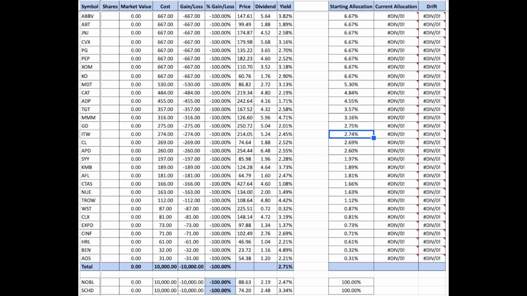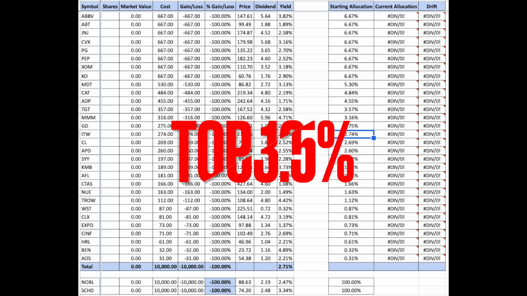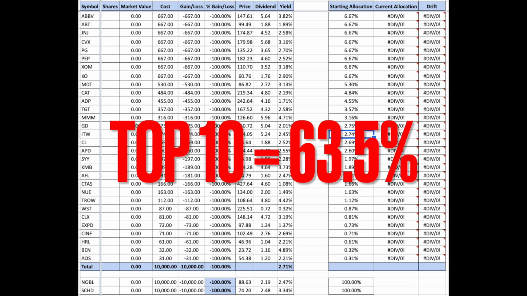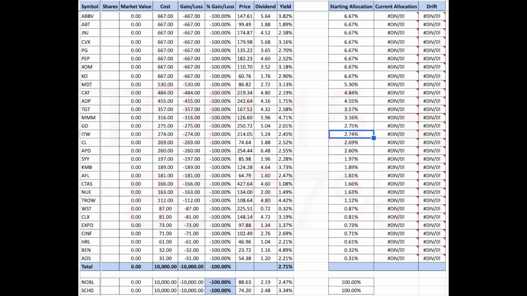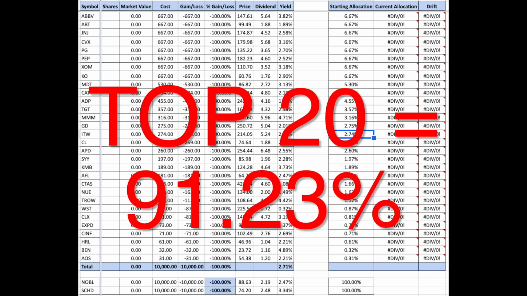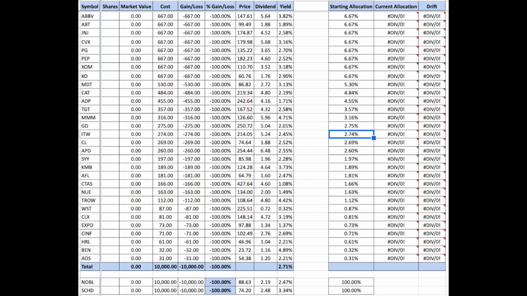So this ETF will be top-heavy, meaning the largest positions will likely drive the overall performance, since they make up a significant percentage of the portfolio. The top 10 positions make up 63.5% of the whole portfolio, the top 15 positions make up 80.27%, and the top 20 positions make up 91.23%. This means that the 10 smallest positions make up less than 9% of the portfolio.